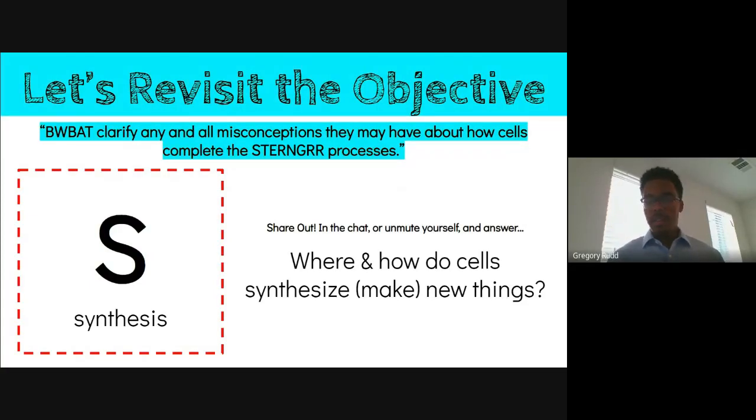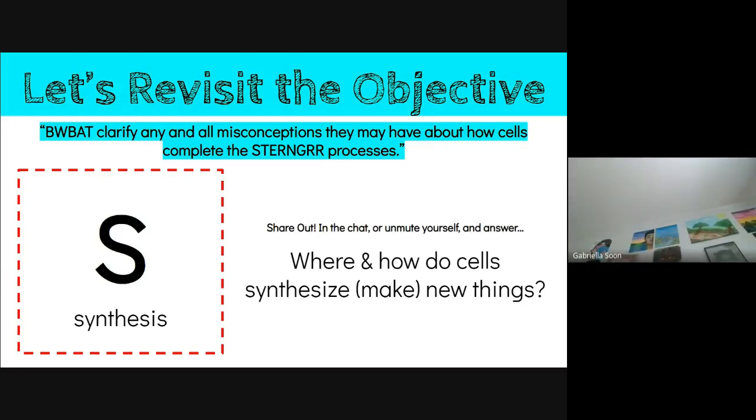No thoughts or people typing into the chat? I know we know this because we discussed it earlier. Okay, I'll repeat the question one more time in hopes that maybe you all just haven't heard me. Where and how do cells make new things? So all I'm looking for is an example of how cells make new things.